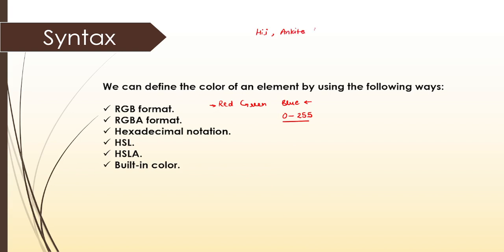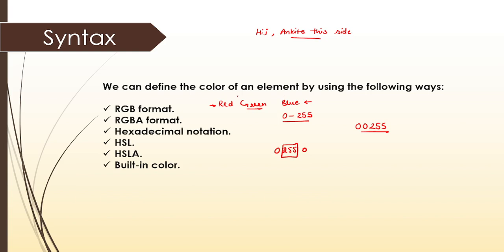Suppose I want to make this text, hi, Ankita, this side, in green color. What values should I give? 0 value to red, 255 value to green, and 0 value to blue. This will automatically capture the green color. If I want this statement in blue color, I can write it like 0, 0, 255.